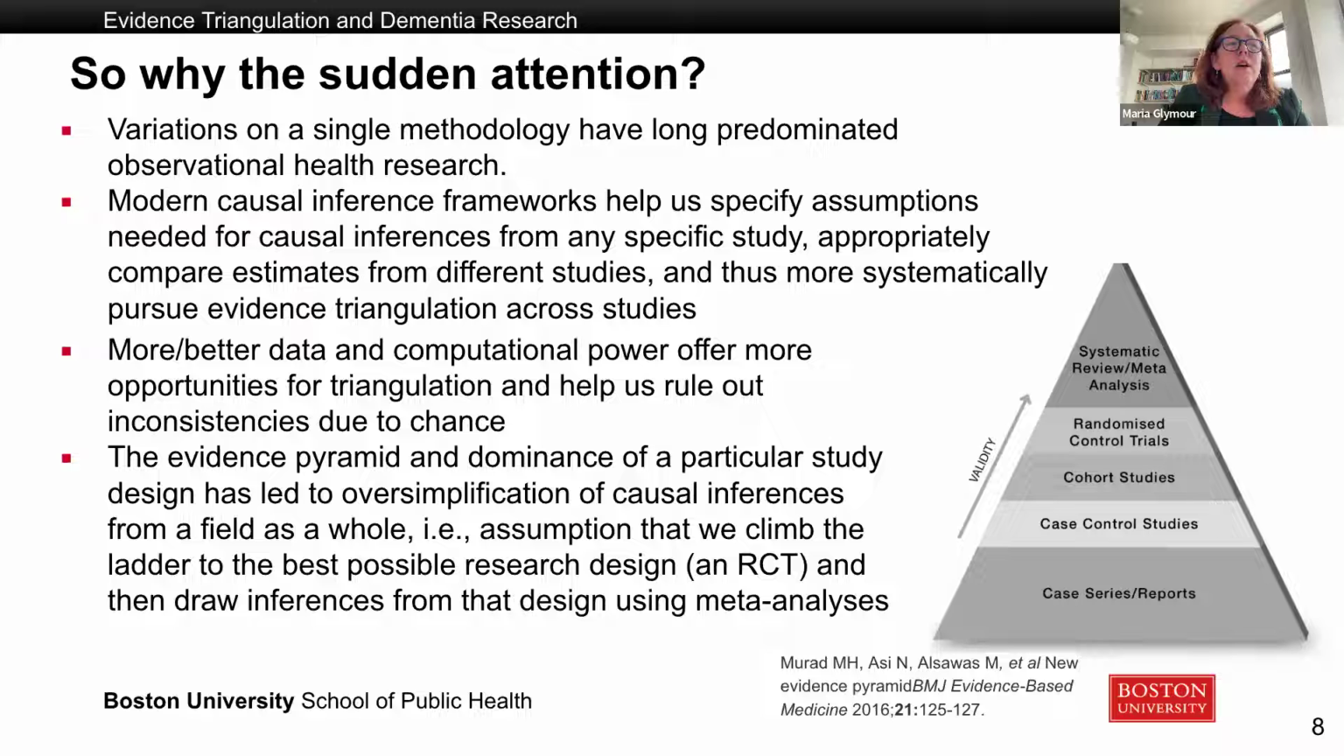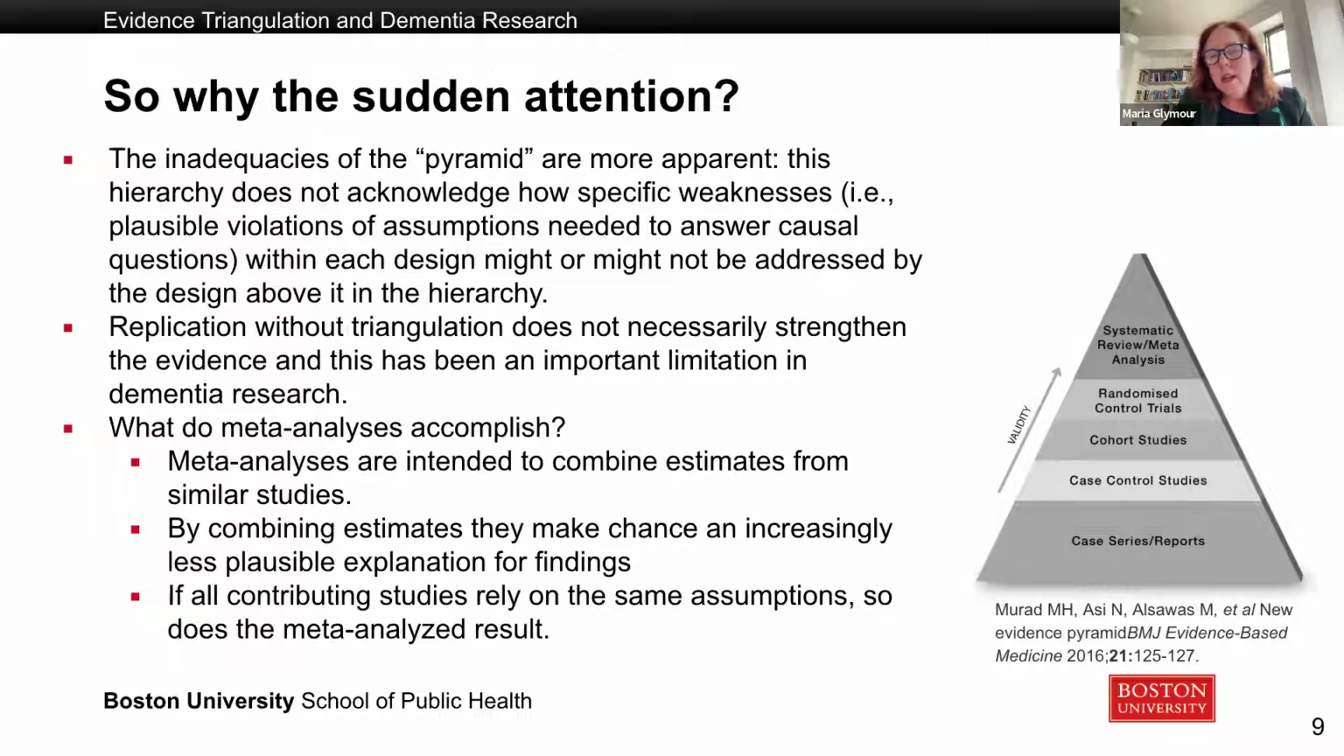And the evidence pyramid and dominance of a particular study design has led to oversimplification of causal inferences from the field as a whole, i.e. the assumption that we climb the ladder to the best possible research design, a randomized control trial, and then draw inferences from that design using meta-analyses. Increasingly, the inadequacies of this framework are clear. It doesn't acknowledge that for a particular cohort study or case control study, the key assumptions might be very specific, and something higher in that hierarchy doesn't necessarily address the key assumption.